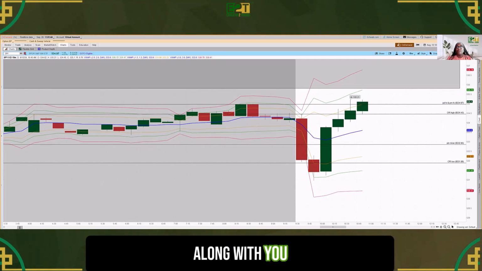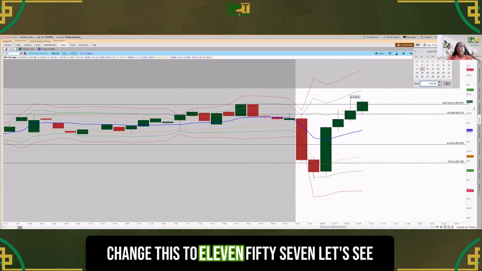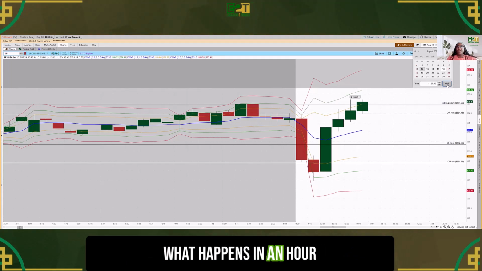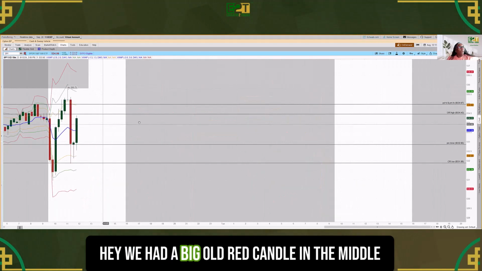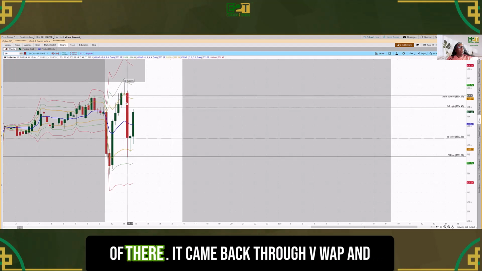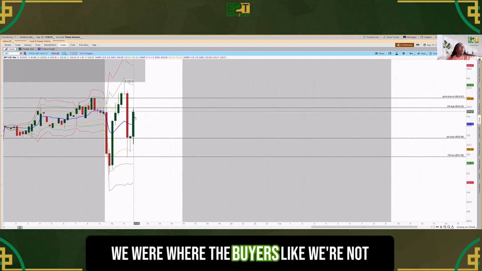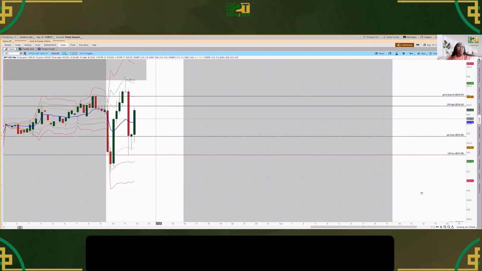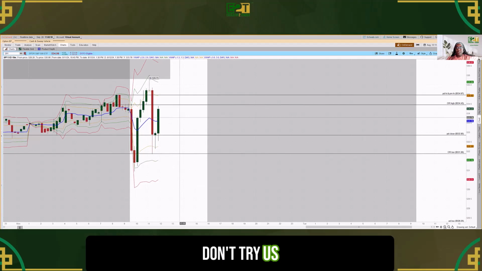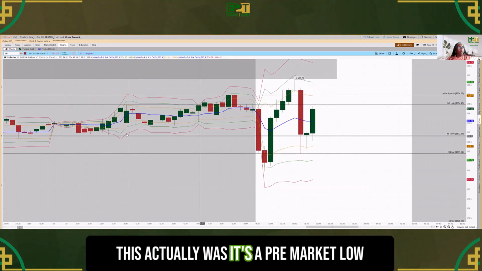Change this to 11:57. Let's see what happens in an hour. Hey, we had a big old red candle in the middle of there. It came back through VWAP and then it's going right back up to where we were. The buyers are like, we're not done yet. Don't try us. This actually is a pre-market low.